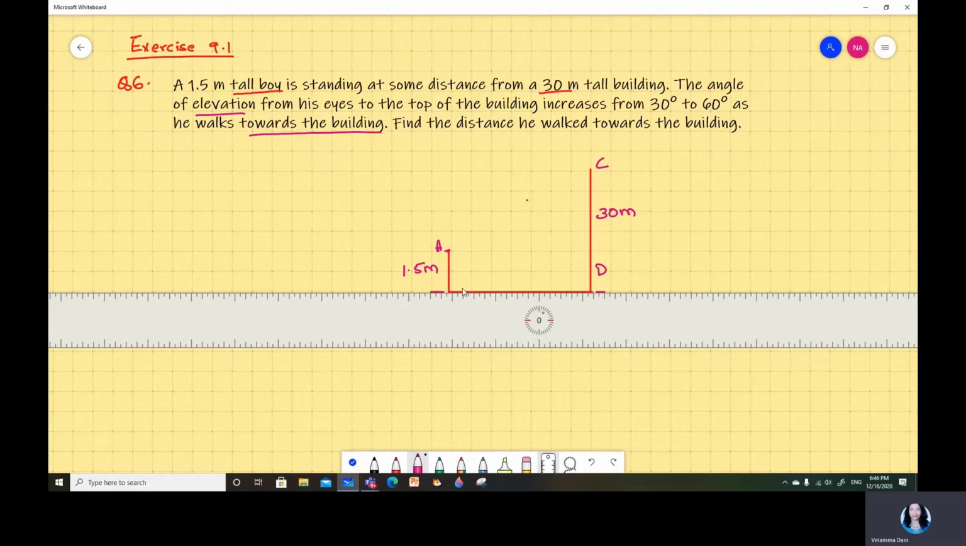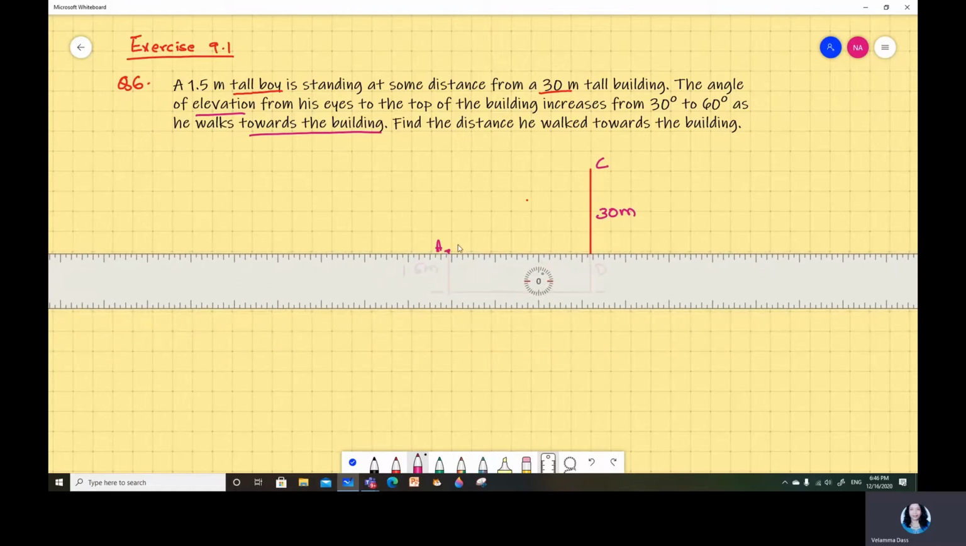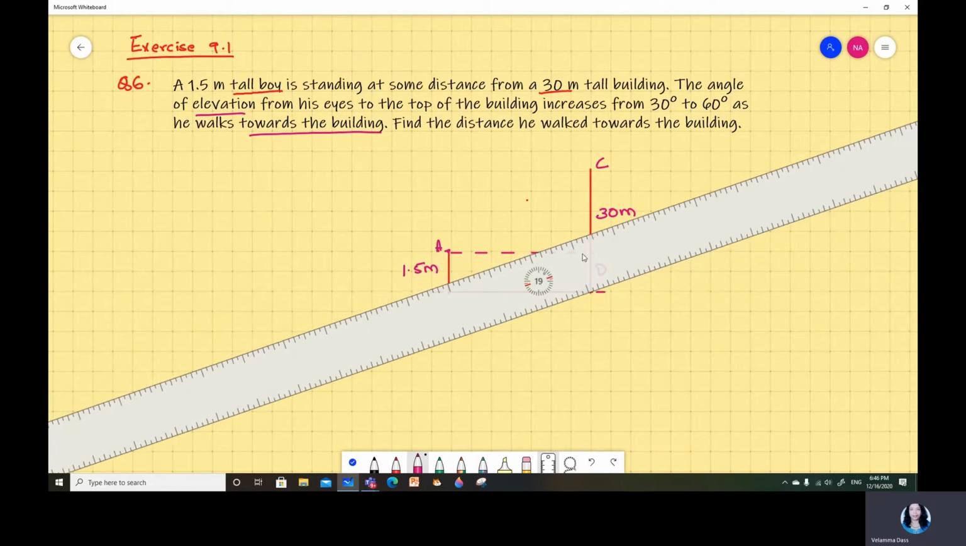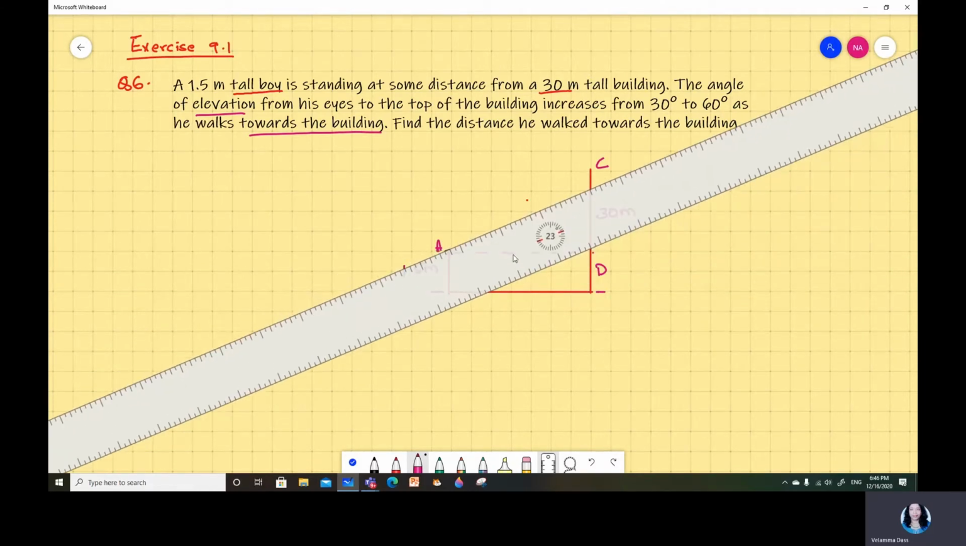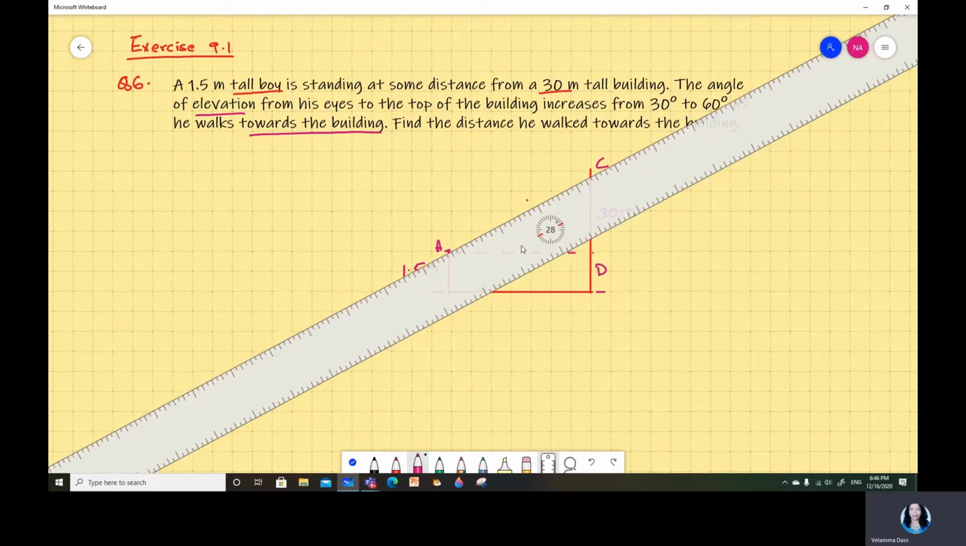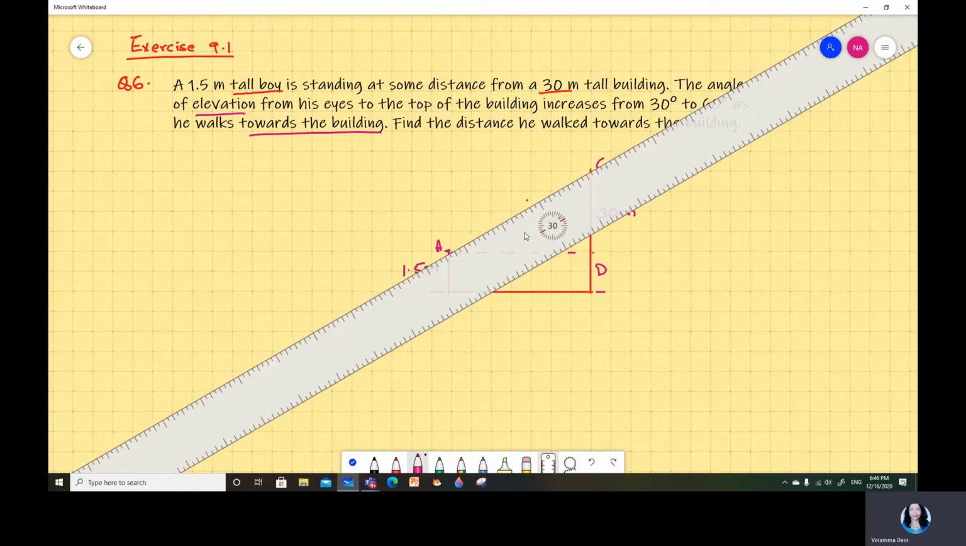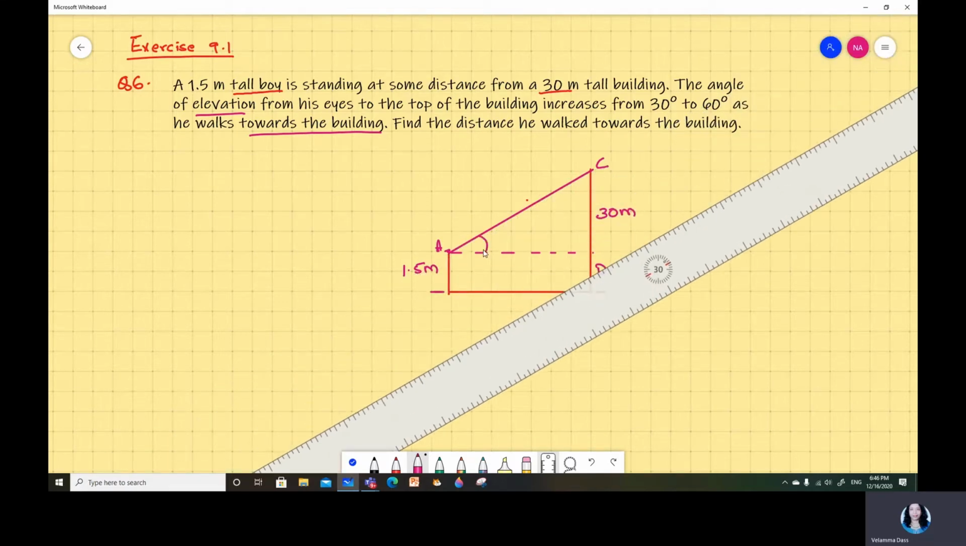For drawing the angle of elevation, we all know we need a horizontal line. So let's draw first the horizontal level, which I am drawing in pen. Now let's draw the angle of elevation from A to C. So when you draw the angle of elevation from A to C, the angle that is formed first is 30 degree.